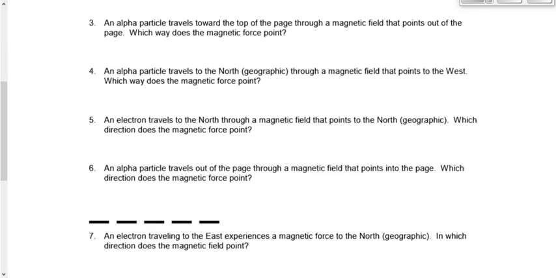Number 4 says an alpha particle. I'm going to circle that, to remind me that it's a positive. If I've got to do a hand rule, which odds are here I do, it's going to be a right hand rule.